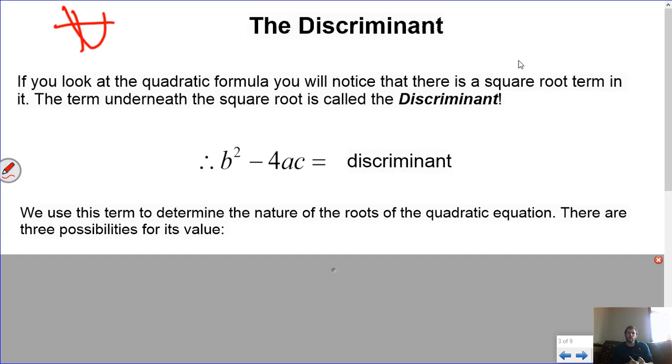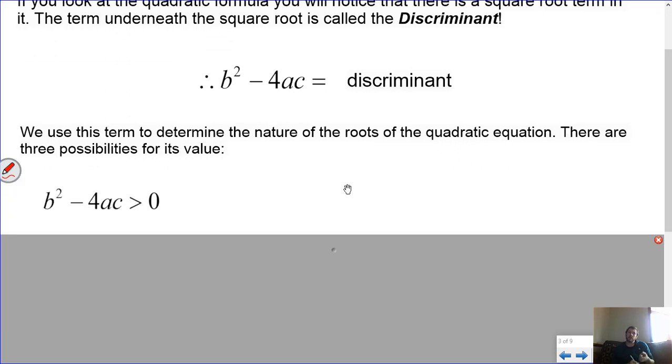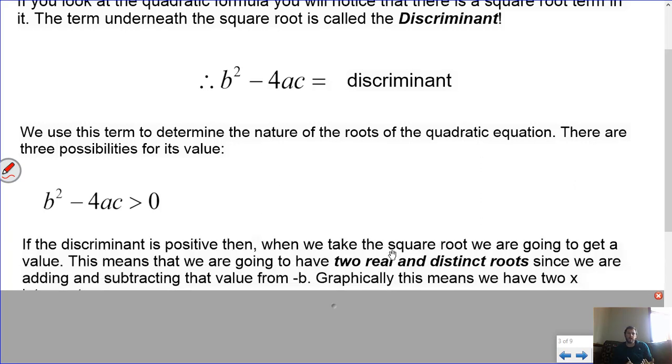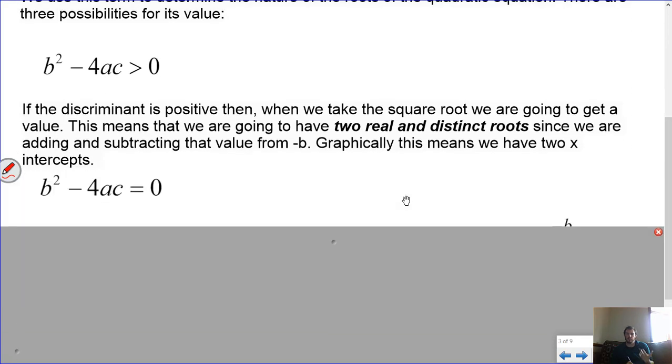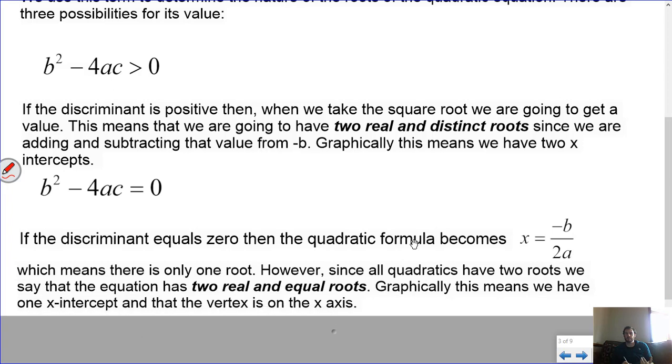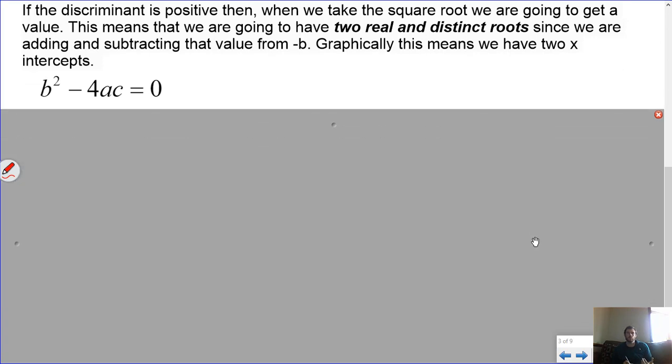So there are a possibility of three different types of discriminants. We have discriminants that are greater than 0, right? So for example, if I had a discriminant that's positive, it's going to give me a positive answer. We have a discriminant that is equal to 0, and we have a discriminant that is less than 0. So what does that mean?